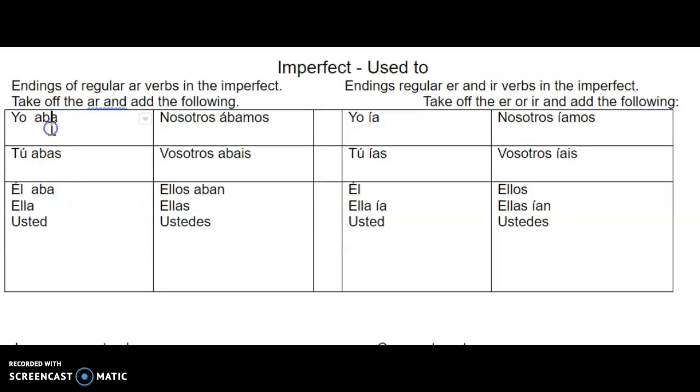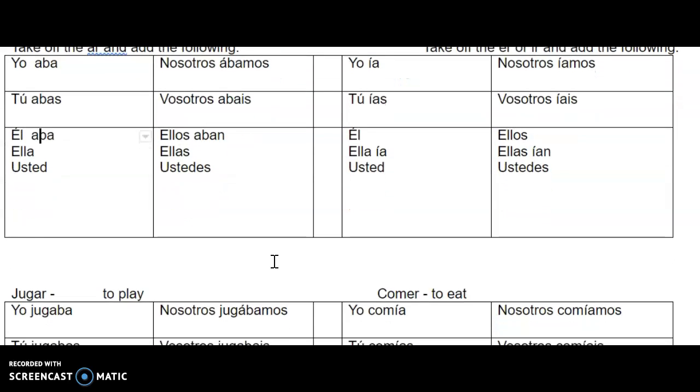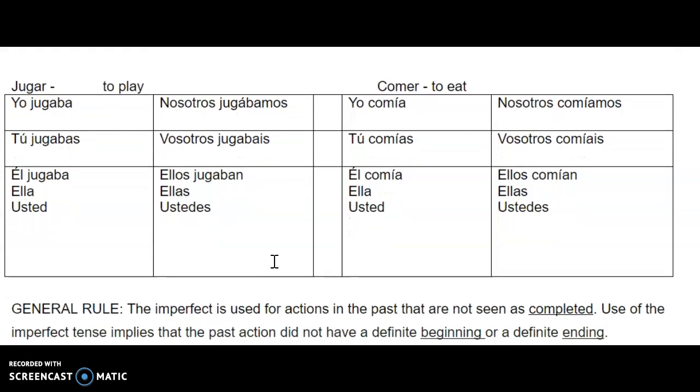Okay? You'll notice with both of these, the yo form and the él/ella/usted form are the same. That's not a mistake. That's just how it is. So yo ends in ía, él/ella/usted ends in ía. Same thing here, aba and aba. Okay? So we're going to go through two common verbs. So we have jugar and comer. Jugar is jugaba, jugabas, jugaba, jugábamos, jugabais, jugaban. Comer is comía, comías, comía, comíamos, comíais, comían.